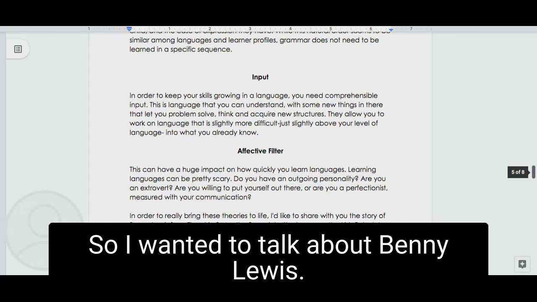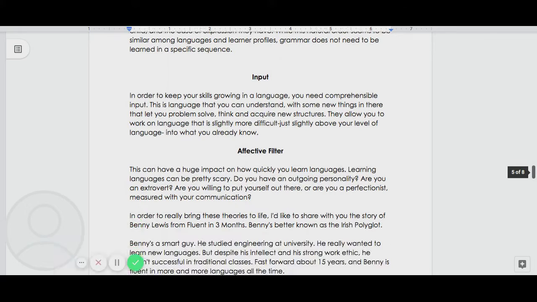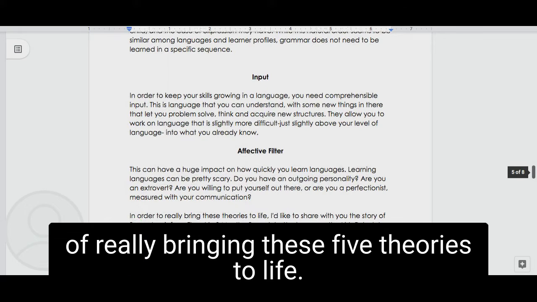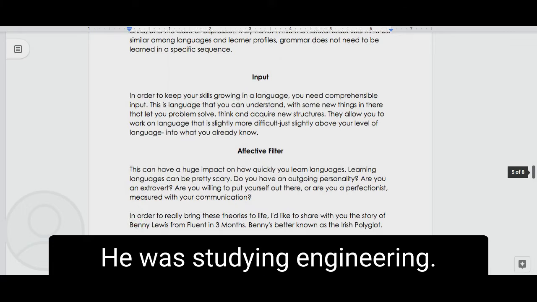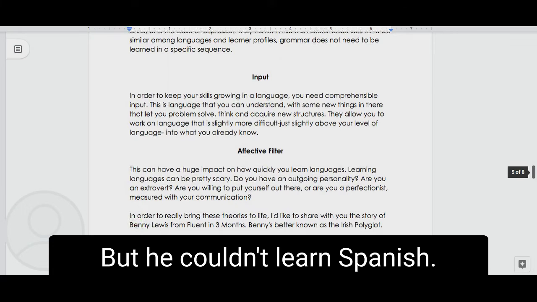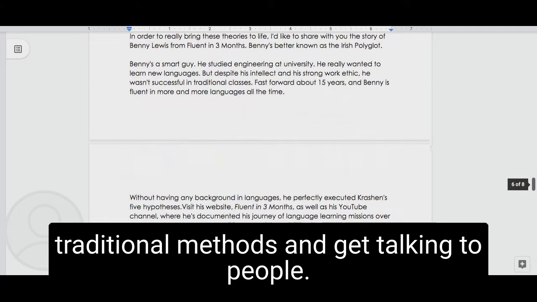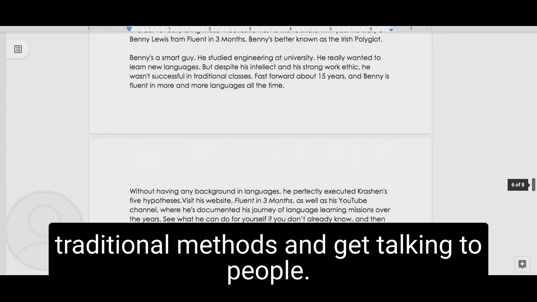So I wanted to talk about Benny Lewis. If you don't know who he is, he's the Irish polyglot, and I think he's done a great job of really bringing these 5 theories to life. He's a super smart guy. He was studying engineering. He's a hardworking guy. He knows how to get things done, but he couldn't learn Spanish. So he decided to just throw out the traditional methods and get talking to people.